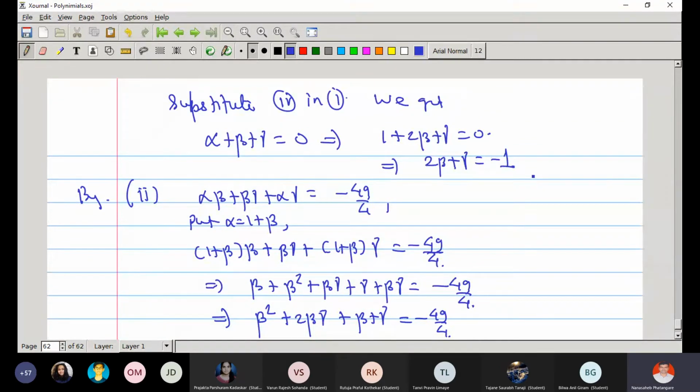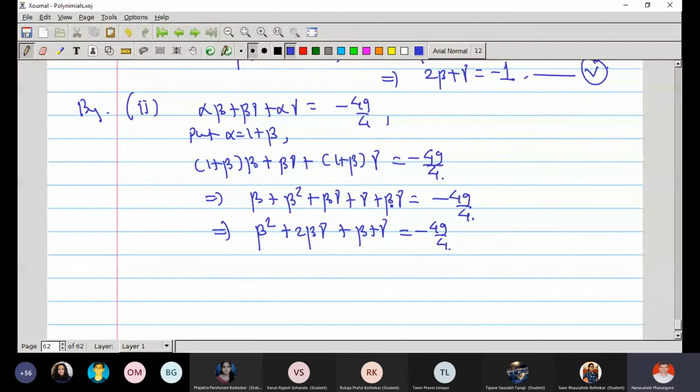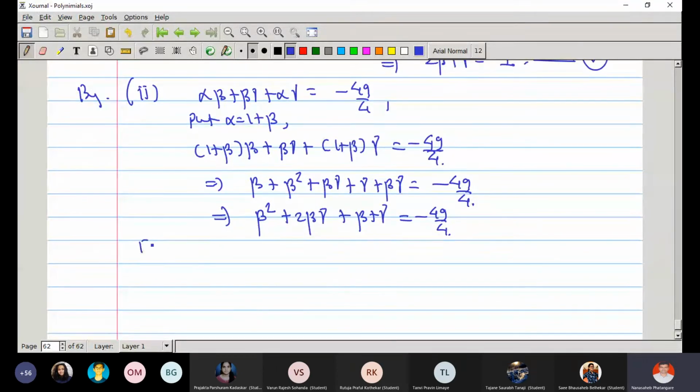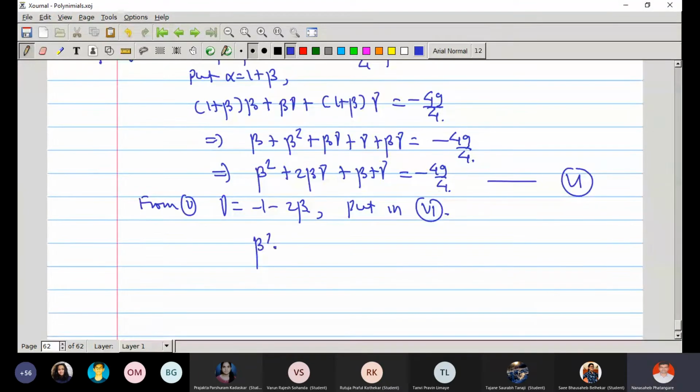Here you can eliminate gamma, right? So what is gamma? Gamma is minus 1 minus 2 beta, right? From 5, gamma is minus 1 minus 2 beta. Let us call this 6. So put in 6. What do we get? Beta square plus 2 beta times (minus 1 minus 2 beta) plus beta minus 1 minus 2 beta is equal to minus 49 by 4.